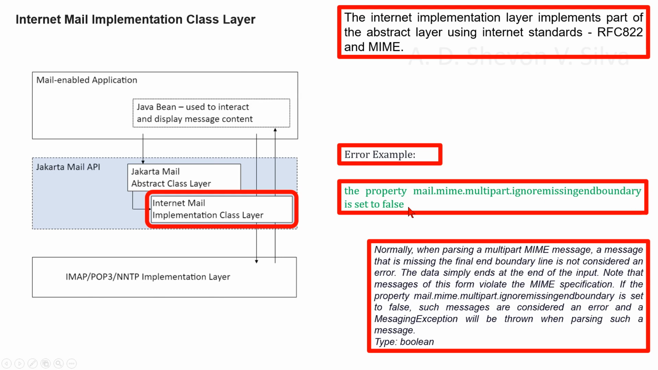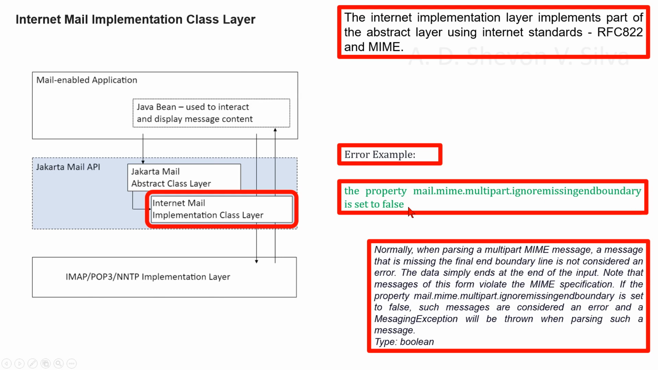Normally, when parsing a multipart MIME message, a message that is missing the final end boundary line is not considered an error. The data simply ends at the end of the input. Note that messages of this form violate the MIME specification.